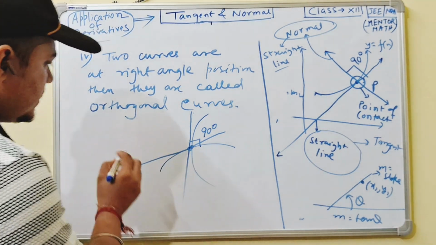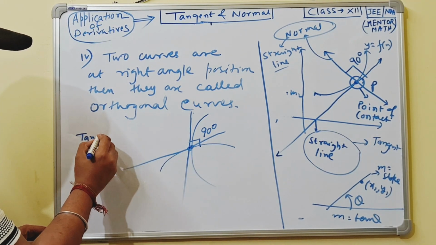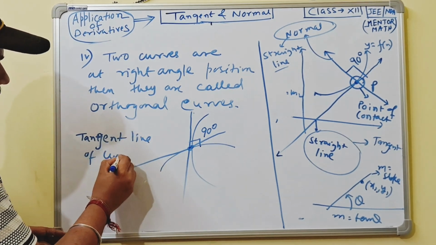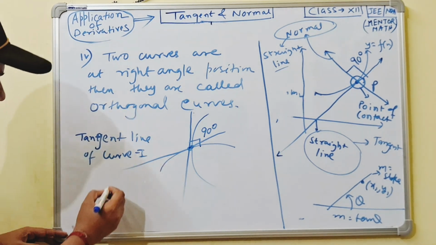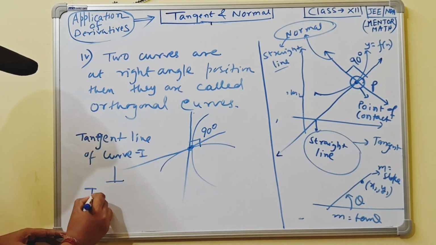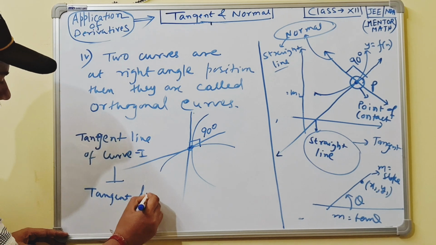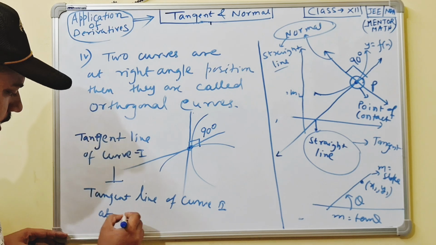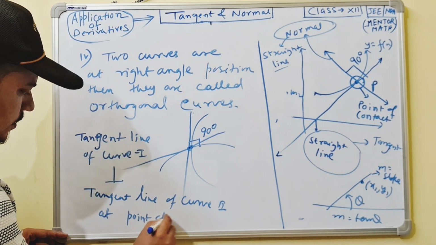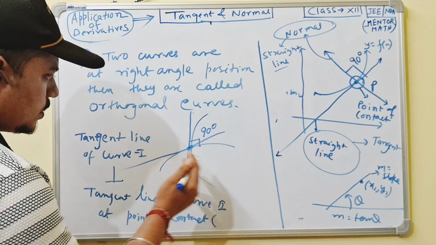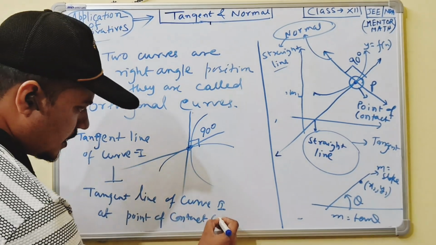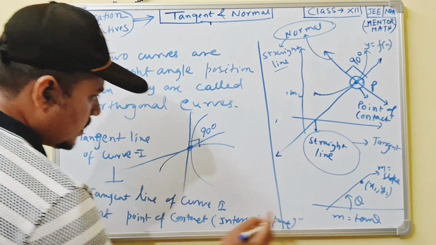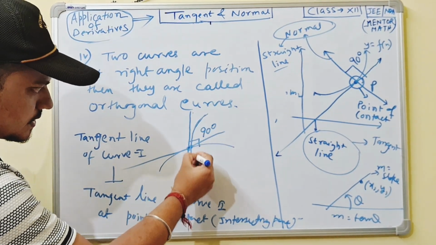That means the tangent line of curve number 1 is perpendicular to the tangent line of curve number 2 at the point of contact. Point of contact means here two curves are intersecting at a point, so the intersecting point.